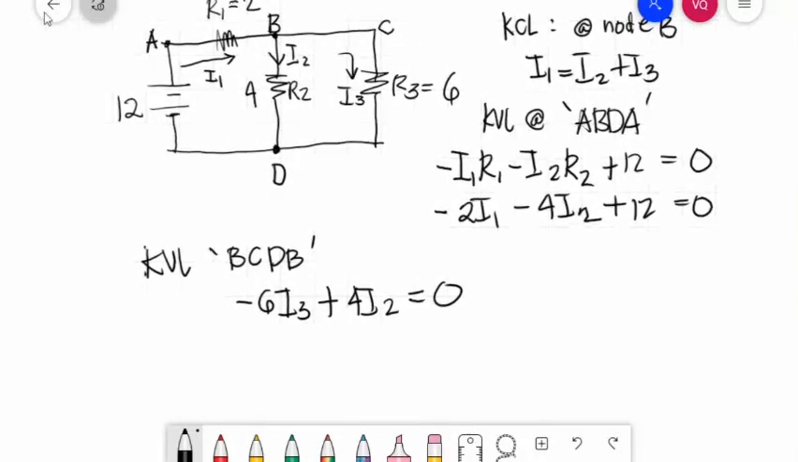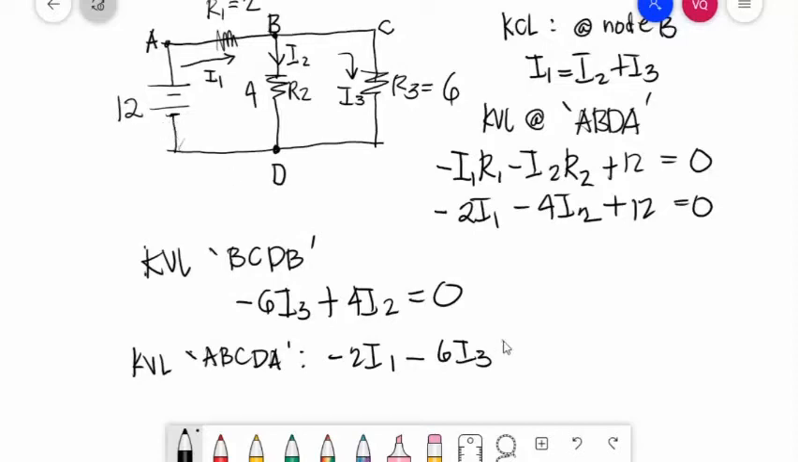The last loop is the outside. So KVL at A, B, C, D, A. From A to B again, negative 2 I1. BC is 1. CD is negative 6 I3. The last one, DA, entered into the negative sign of the battery, so you will have plus 12, equal to 0. So that is all that is covered by KCL and KVL. The rest is mathematics, algebra.